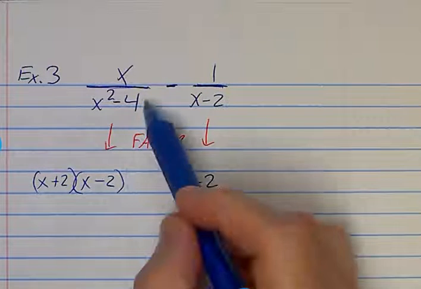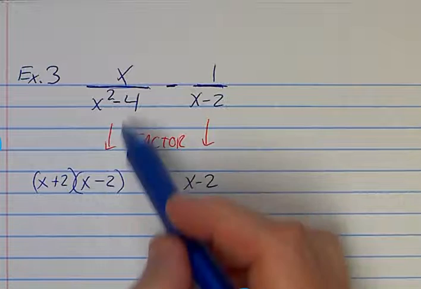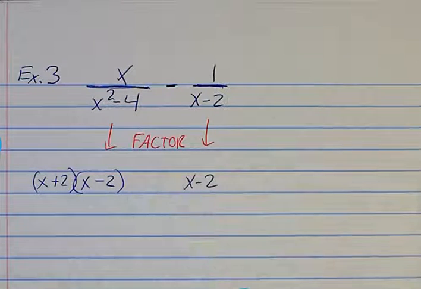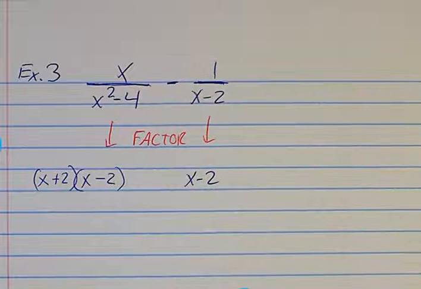Now if this had been 49, that would have been a positive 7 and a negative 7. If that had been 81, you'd have had a plus 9 and a minus 9.